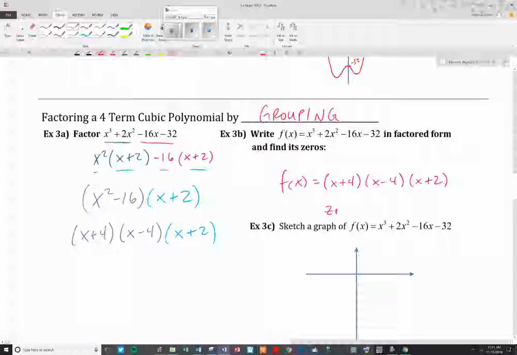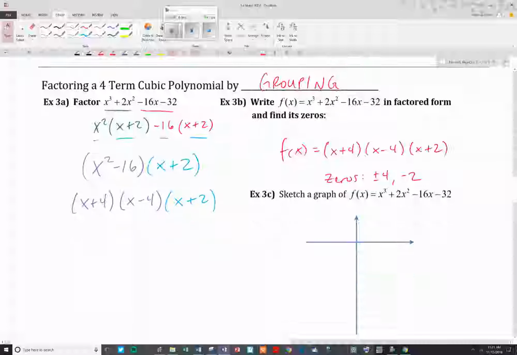And its zeros are, if we use our zero product property, positive and negative 4, and then negative 2 from that last one. We're going to sketch a graph of this. It has 3 real zeros. So there's no imaginary zeros of this thing. They're all real because it's an x cubed.